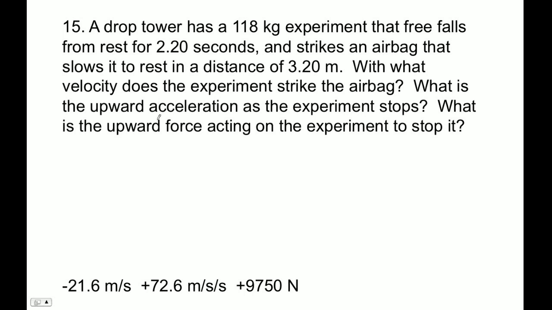All right, this is the finest physics problem ever written. Okay, so the first thing we've got to understand is what this is, right? The drop tower free falls for 2.2 seconds, strikes an airbag that slows it to rest in a vertical distance of 3.2 meters. How fast does it strike the airbag? What is its upward acceleration as it stops? And what is the upward force acting on the experiment to stop it?